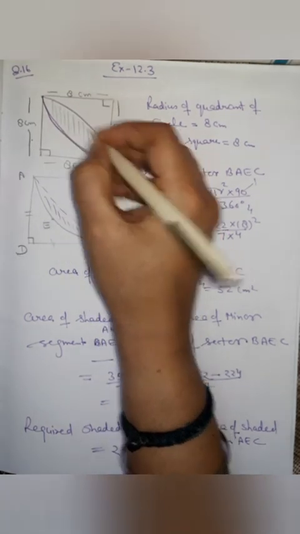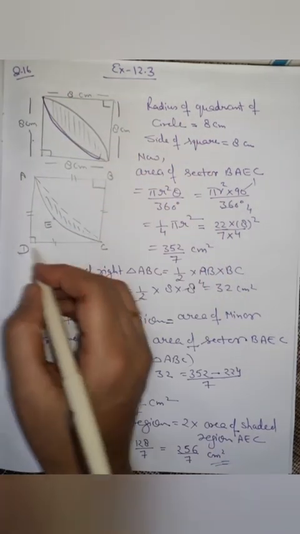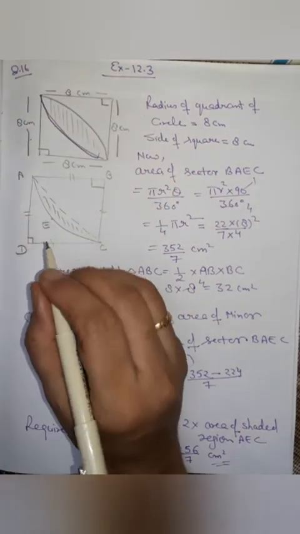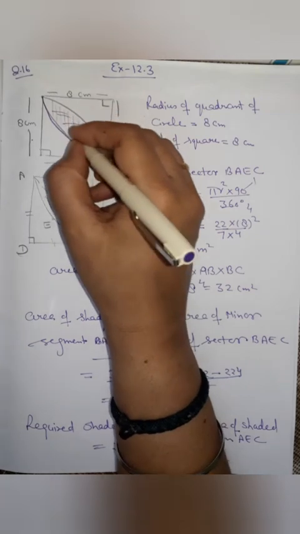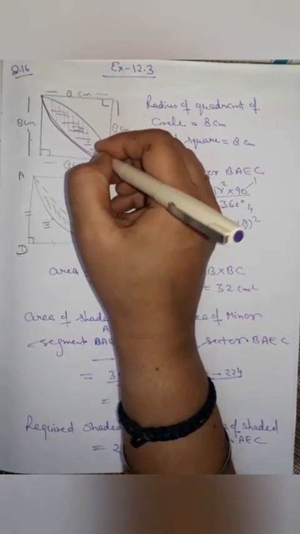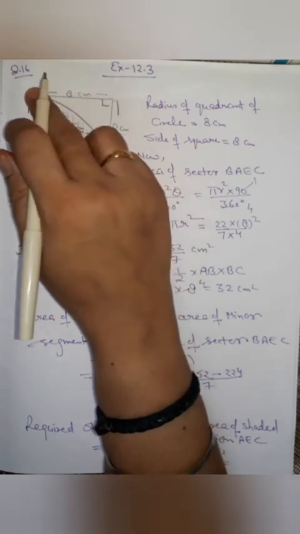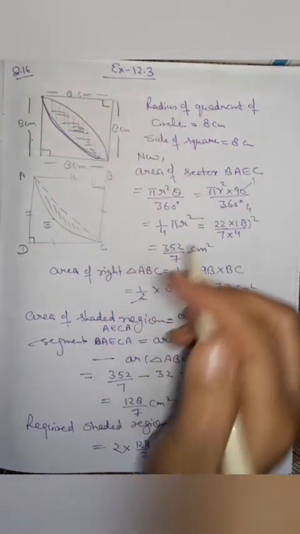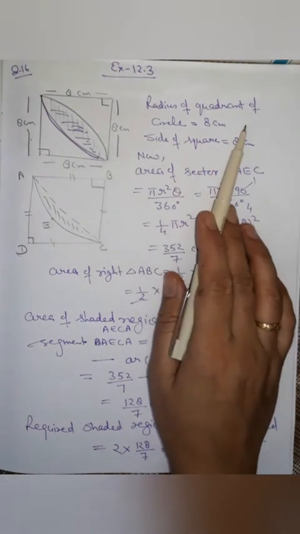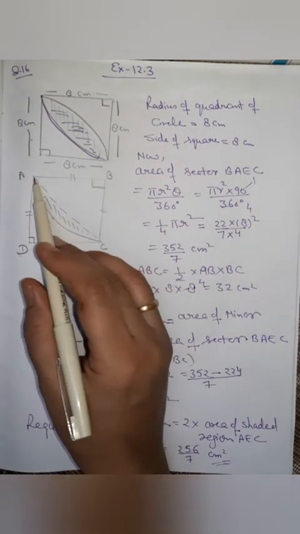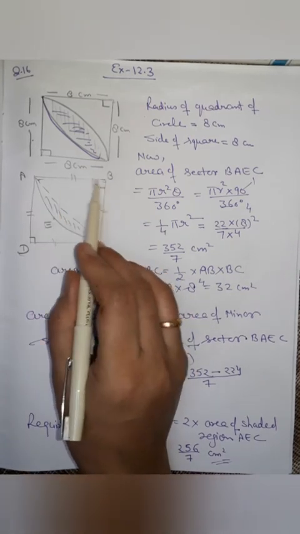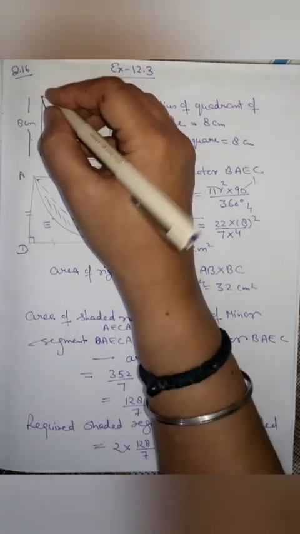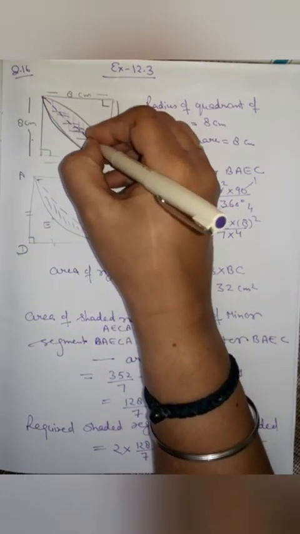This is one quadrant of the circle, which I have drawn here separately also. This is another quadrant of the circle. You have to find the area of this region formed by two quadrants, in which this portion is shaded. Now the radius of the quadrant is 8 centimeter. This radius also shows the length of the square.